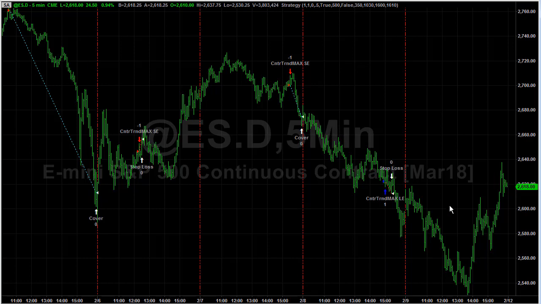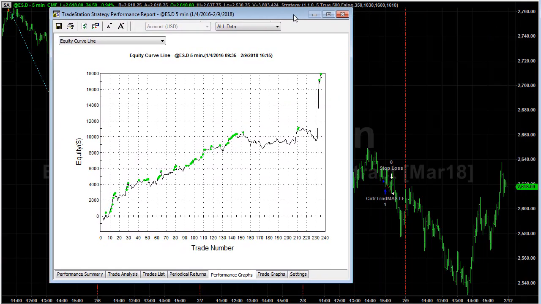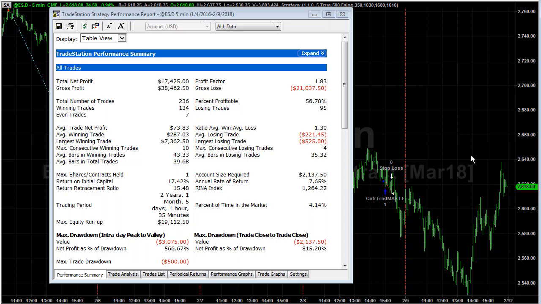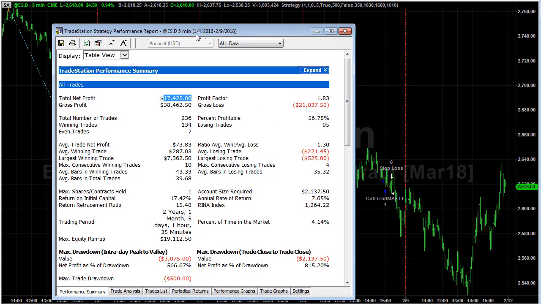Now, we could hit choppy markets. This could do worse in the future. Volatility could collapse. But taking out that profit target is one of the best ways to trade this market. 2137.50, 3075, 73.83. This is with the $25 round turn commission. 17,425. This is an emerging market strategy since January of 2016, and I am going to add the profit target back to show you the difference.